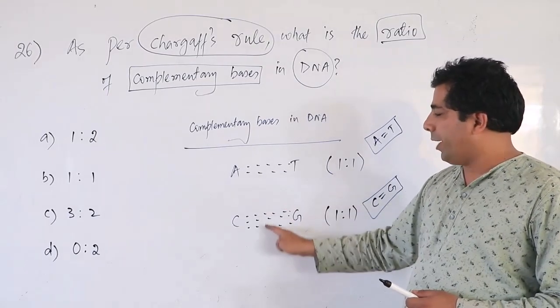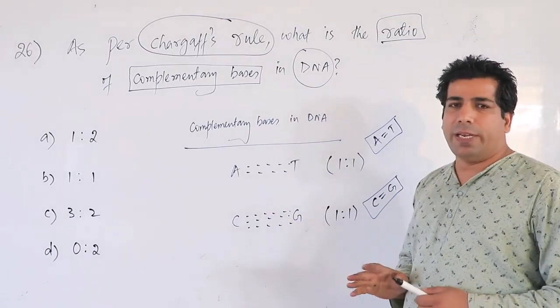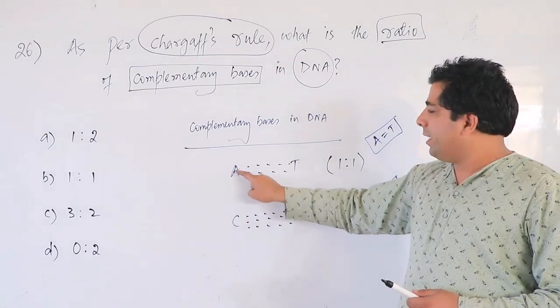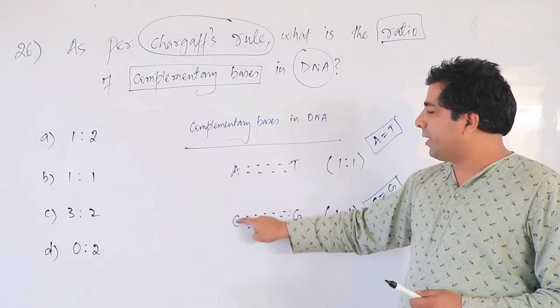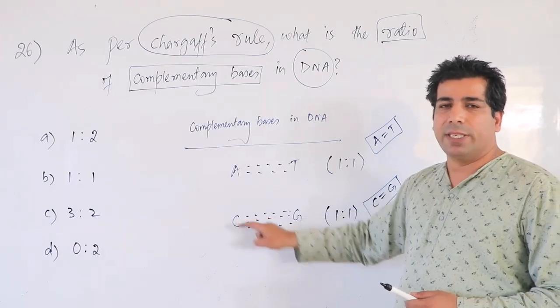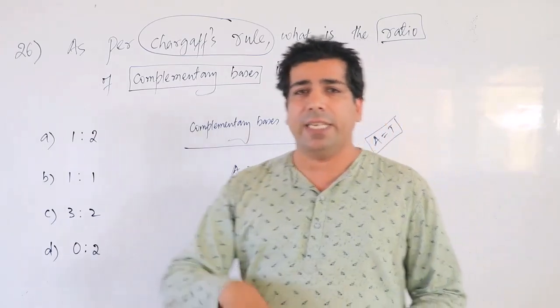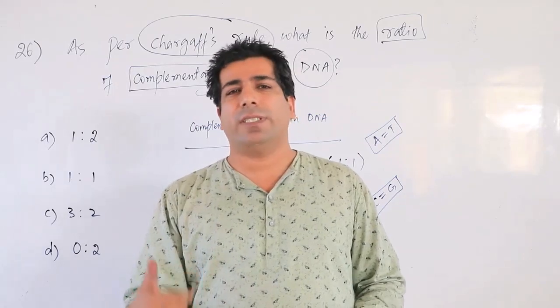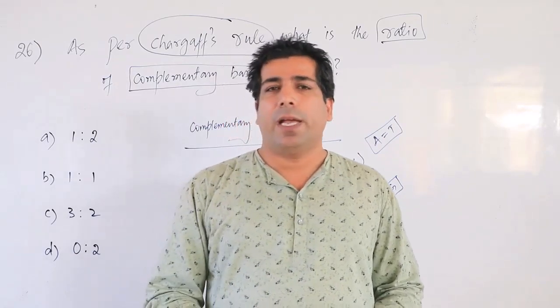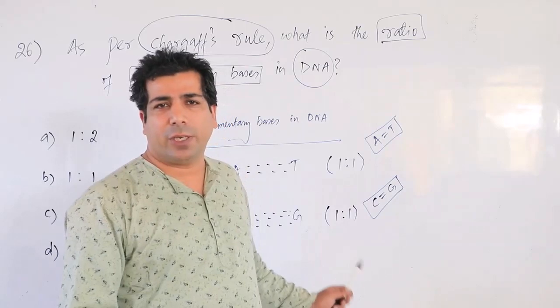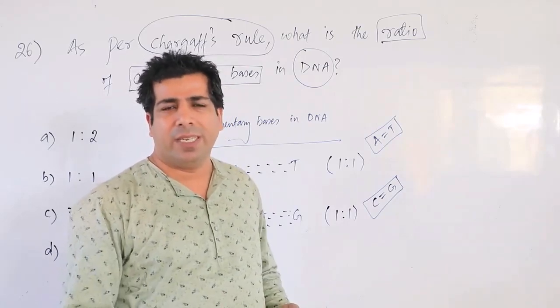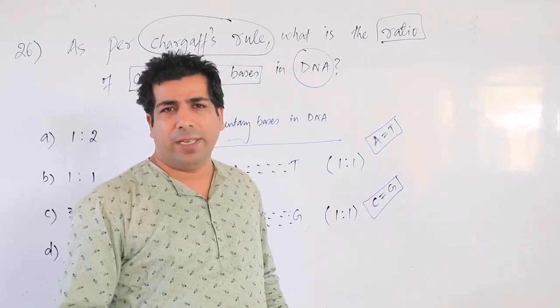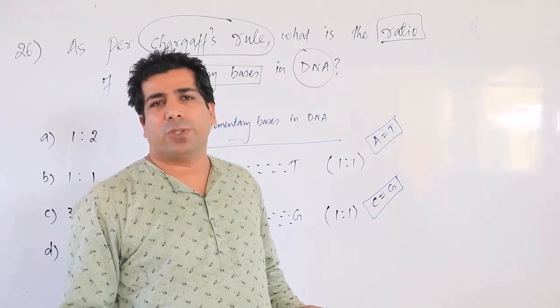Hydrogen bonds are 2, hydrogen bonds are 3, correct? So my dear friends, don't compare adenine and cytosine, because they are not complementary bases. You have to always compare adenine with thymine. The ratio will be 1:1 because adenine will always be equal to thymine in DNA. And the ratio between cytosine and guanine, which are also complementary bases, will also be equal in DNA, and that means the ratio will be 1:1.